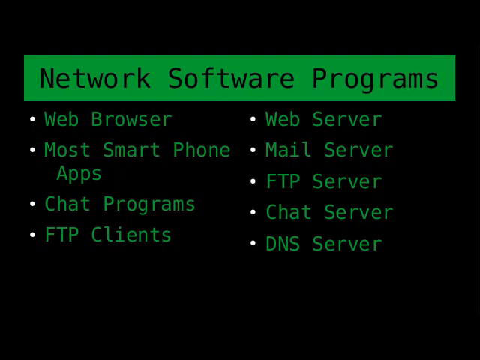So let's now take a look at network software programs. That's right, there's more to it than just the operating systems. There are more types of servers and clients than just the network type, and we're going to look into those too. Now, these are the programs that are going to be running on your machine. So if you're a client, you've probably got web browsers, any of your smartphone apps. There are some that are servers, but most of those are client type systems.